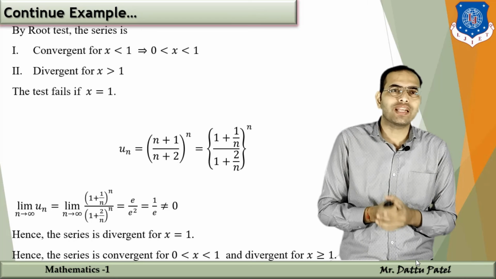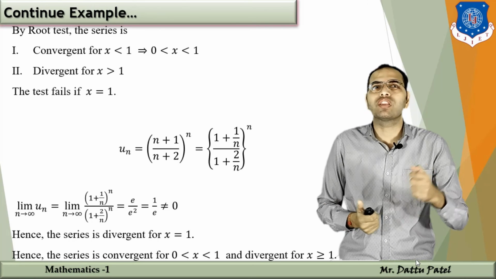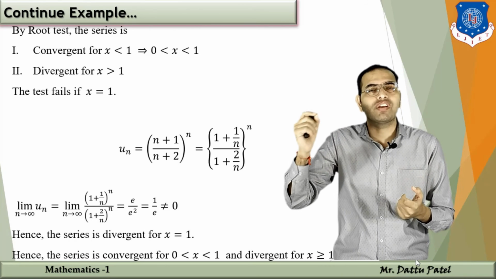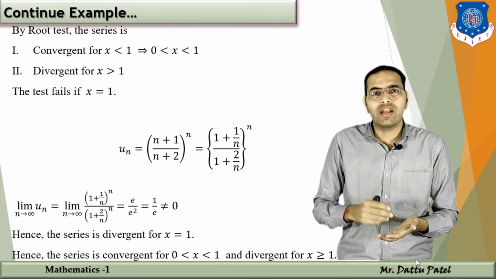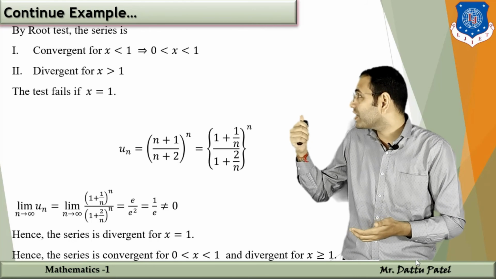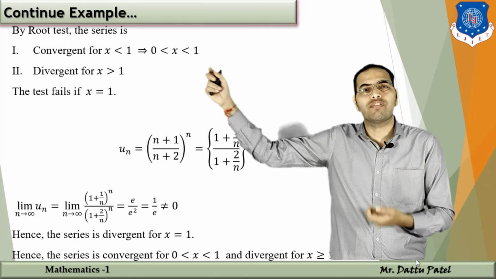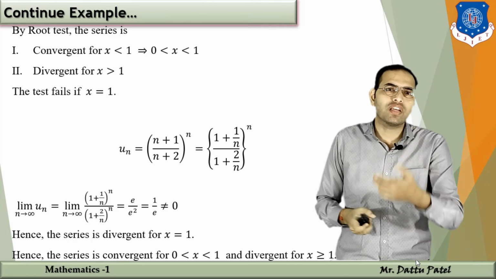That means the given series is convergent for 0 less than x less than 1, inside the range of 0 to 1, and divergent for x greater than or equal to 1, meaning 1 to infinity, with 1 included in the divergence condition.